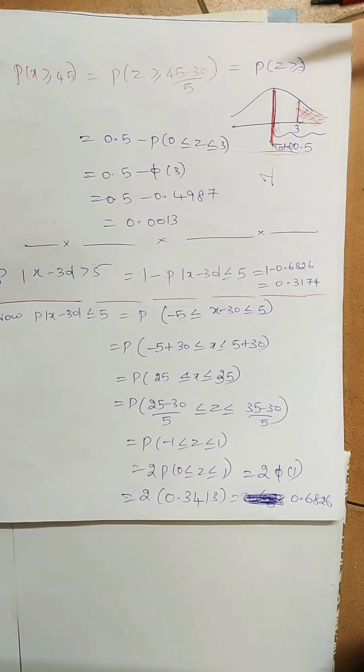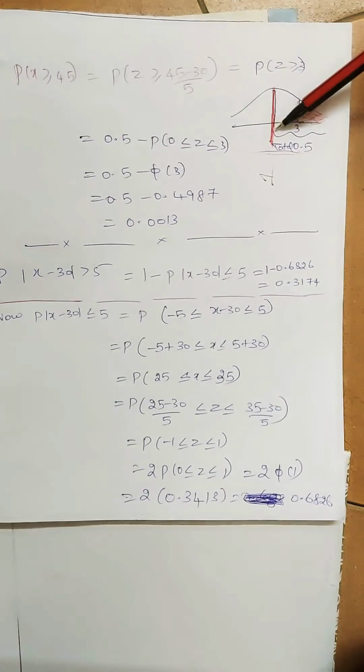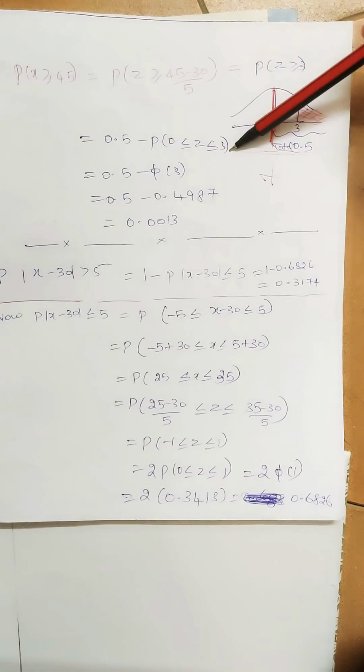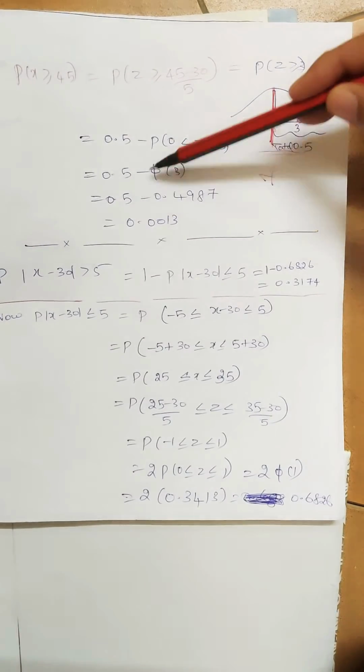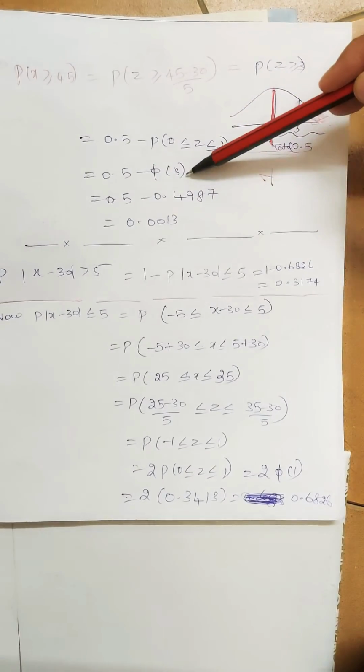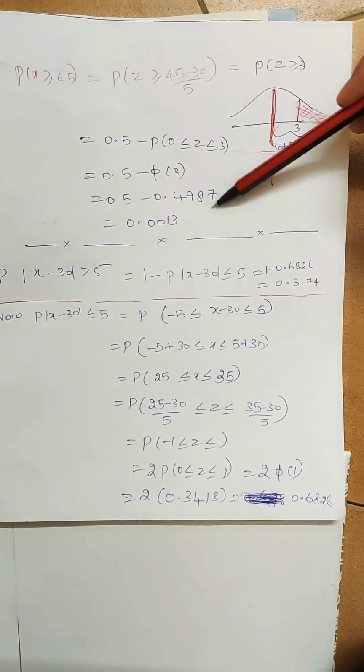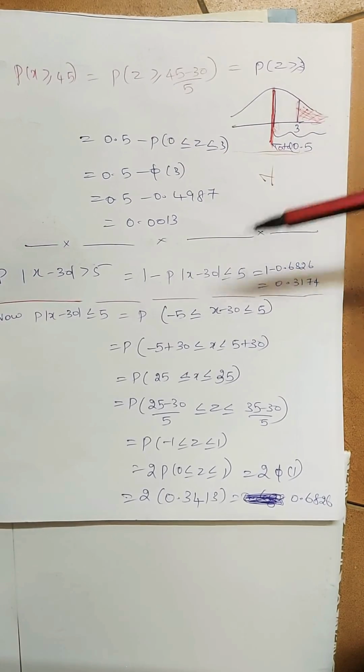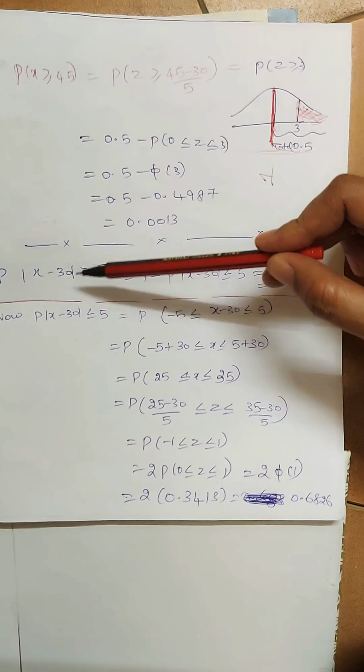Because in some textbooks, they will give it as a formula. Okay. So just draw the graph and use the logic. So 0.5 minus 0 to 3. 0 to 3, what is the notation? Phi of 3. 0.5 minus phi of 3, you can see in the tabular column and get the value, and this is the answer. And one more example.